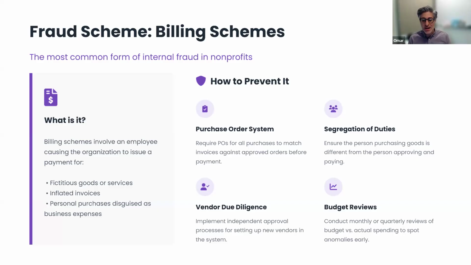Secondly, and any auditor that you would have spoken to would tell you about the segregation of duties, ensuring the person purchasing the goods is different from the person approving and paying for the goods. We're going to have a lot of coverage on segregation of duties just up. And then vendor due diligence, so implementing independent approval processes for setting up new vendors in the system. And then finally, budget reviews. So reviewing your financial statements against budget on a monthly or quarterly basis, and looking at spending anomalies and variances.